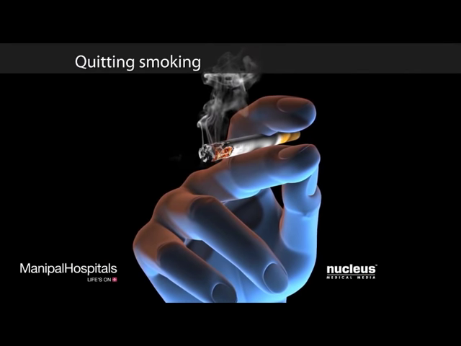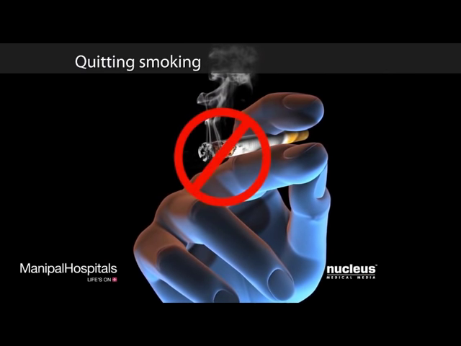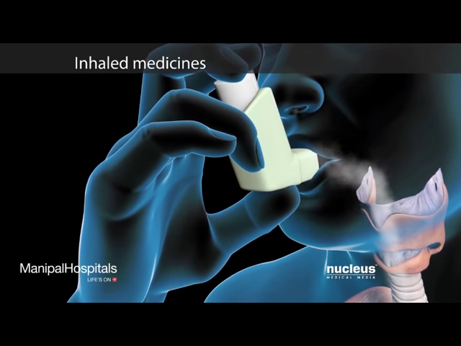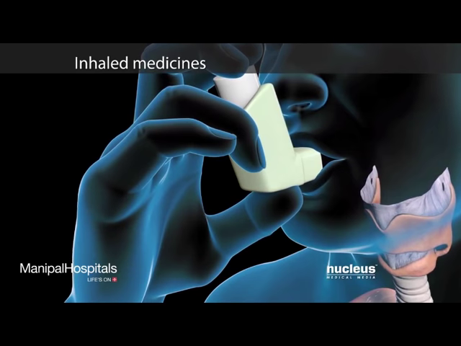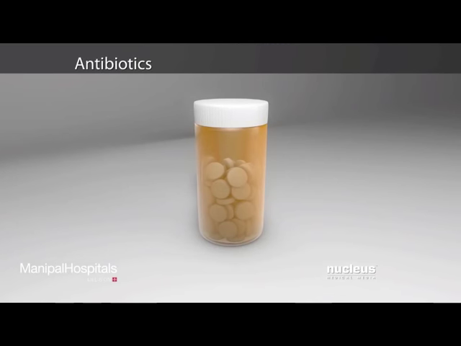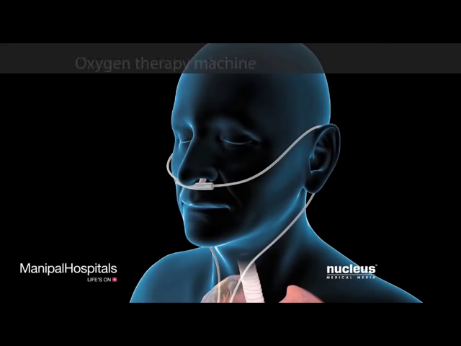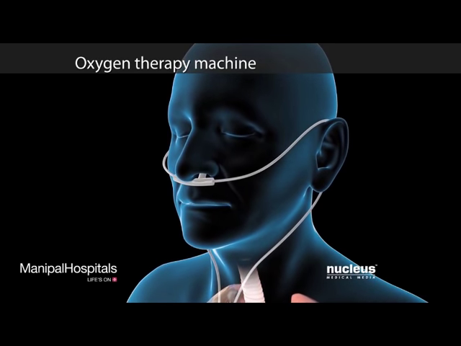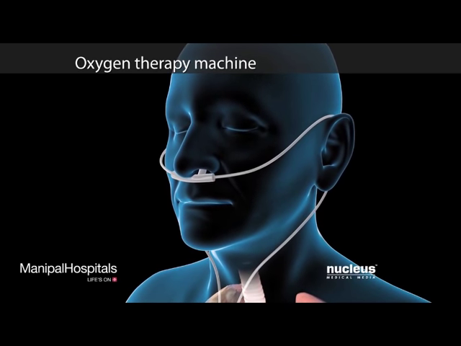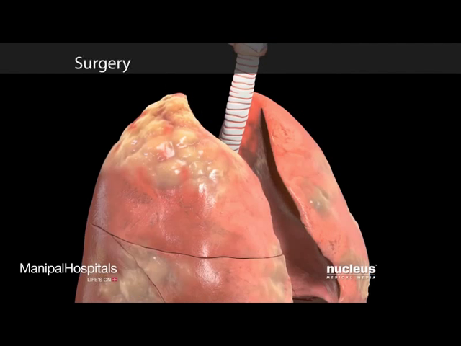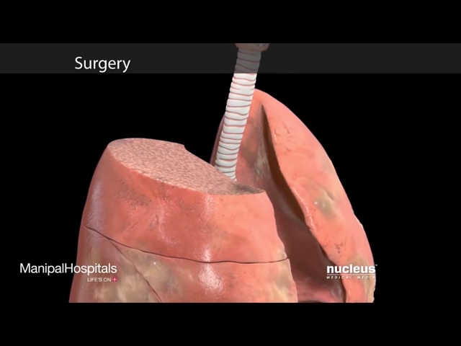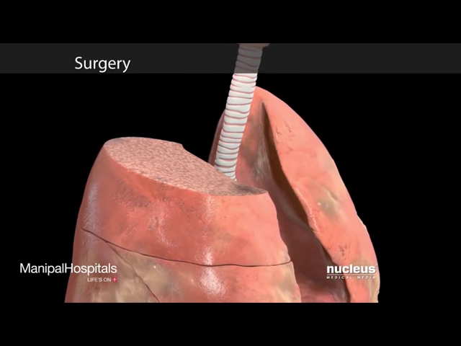The most common treatments are quitting smoking, use of inhaled medicines to open your airways and reduce swelling, antibiotics for bronchitis caused by bacterial infection, oxygen therapy for those with advanced COPD and severely low levels of oxygen in their blood, and surgery, such as a bullectomy or lung volume reduction surgery to remove non-functioning air sacs.